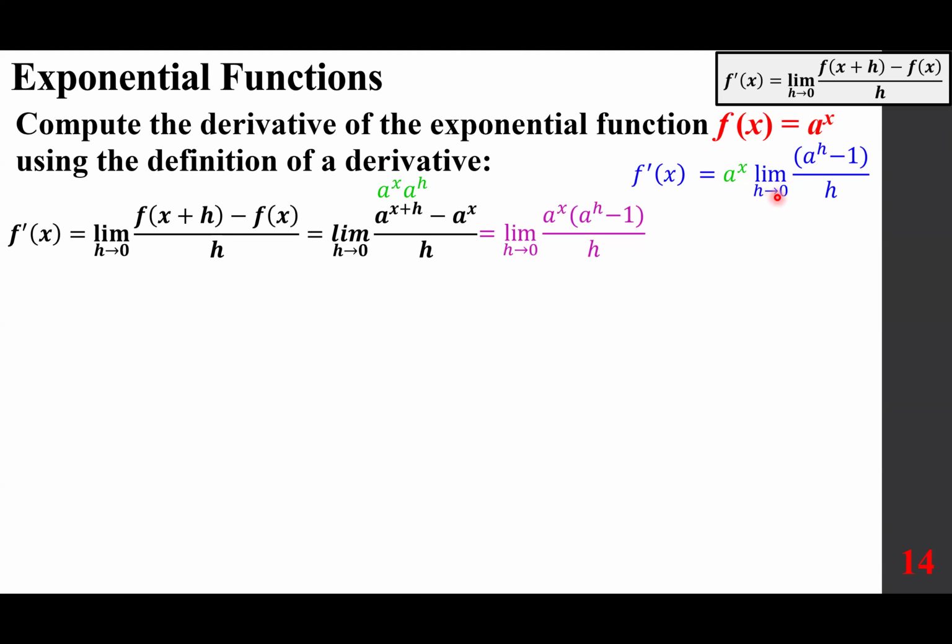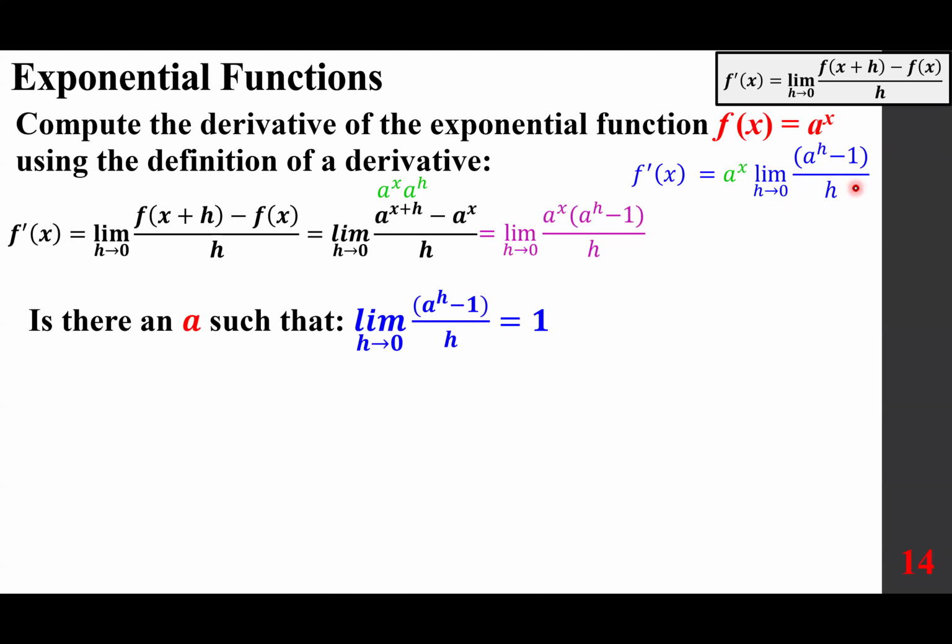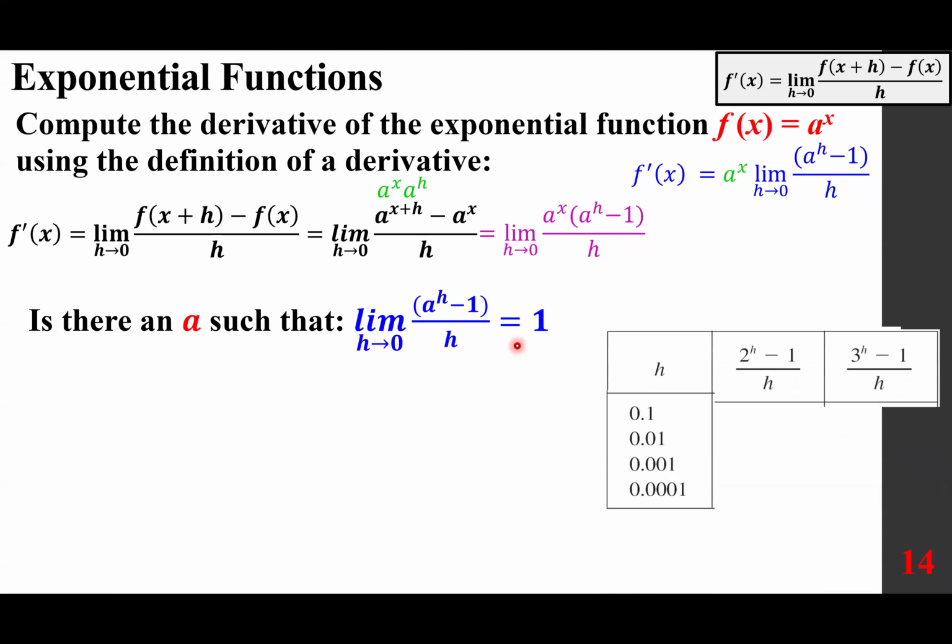This happens to be the limit as h approaches 0 of a to the power of h minus 1 over h. Now, next to each other, we see they are very similar. So what if there is a number such that this portion equals 1? Is there an a such that this limit of a to the power of h minus 1 over h as h approaches 0 equals 1? That's what we are looking for.